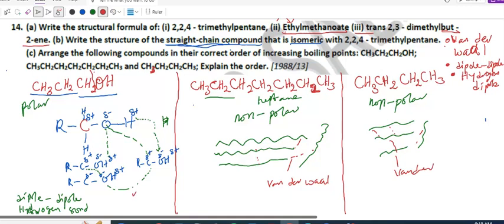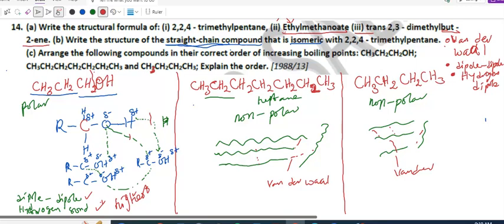So when we try to melt or boil this compound, propanol, we are trying to break these intermolecular forces, and this is stronger than van der Waals. It will take more energy to break the dipole-dipole attraction and hydrogen bond than it will take to break the van der Waals force. So you have to supply a lot of heat, or more energy, to boil this. Therefore, this has the highest boiling point because of the dipole-dipole attraction and hydrogen bond.